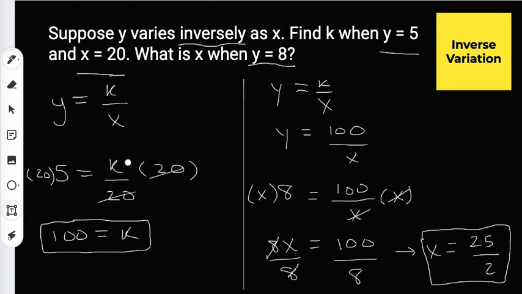And those are our two answers. x is 25 over 2, and k is 100. That is inverse variation.